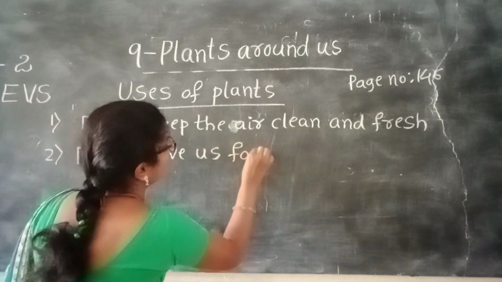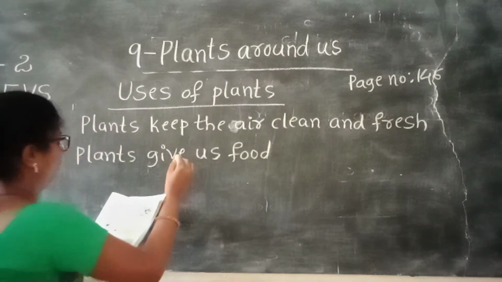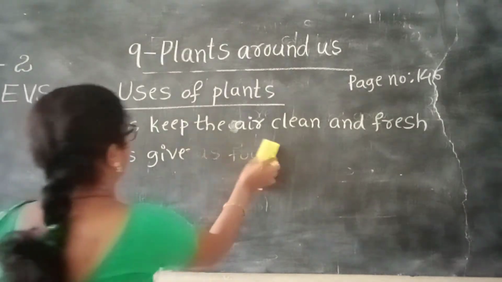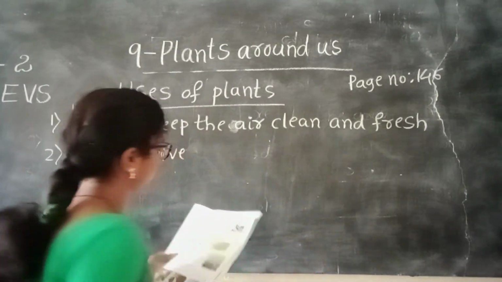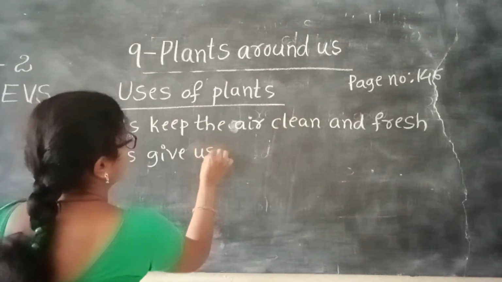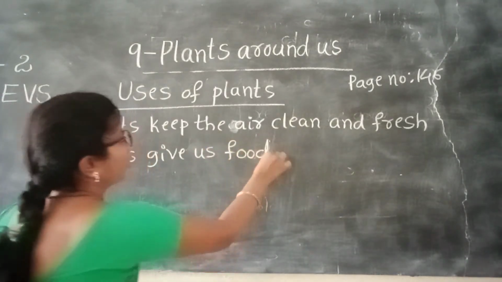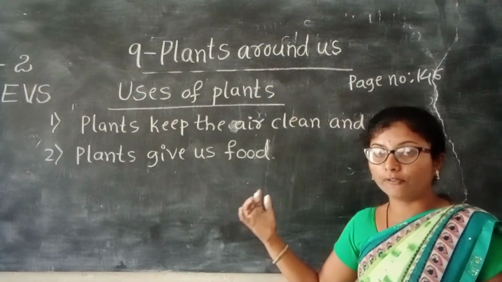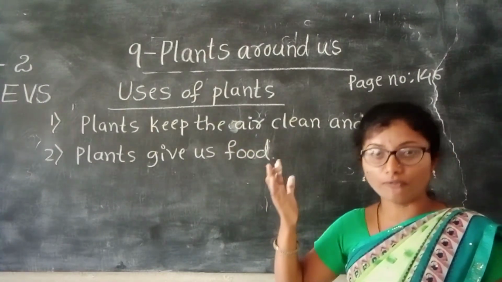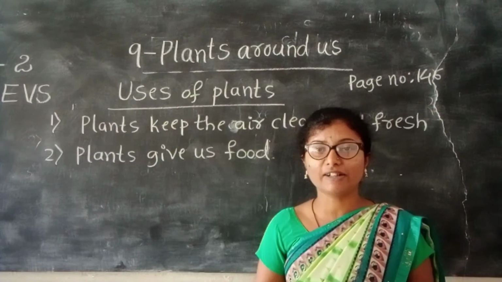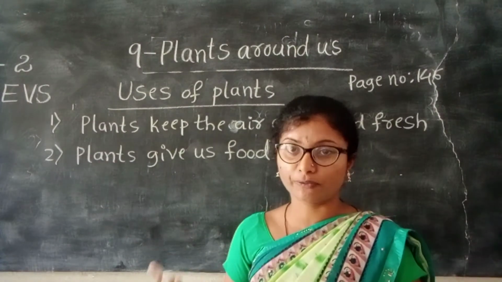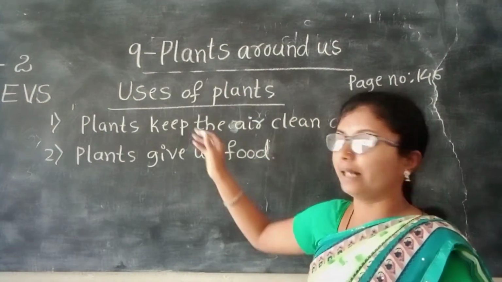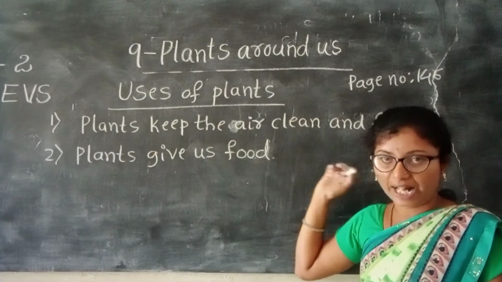Plants give us the food. We all eat food. Food gives us energy. So how do we get the food? From plants. Plants are the sources of food. These plants give us a variety of food: vegetables, fruits, cereals and pulses. So plants give us food and plants keep the air clean and fresh.